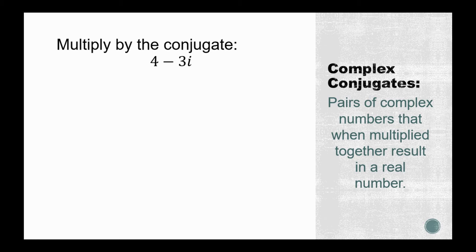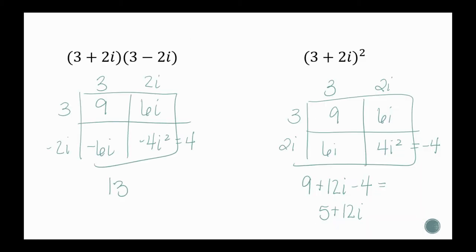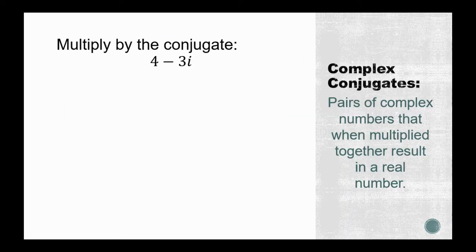I'm going to flip back really quick. These are conjugates. 3 plus 2i and 3 minus 2i are conjugates, because when you multiplied them together, we got just 13. What do you notice about those two things? 3 plus 2i and 3 minus 2i. What do you notice about that? Okay, they're exactly the same except for the sign. That is what a conjugate is.